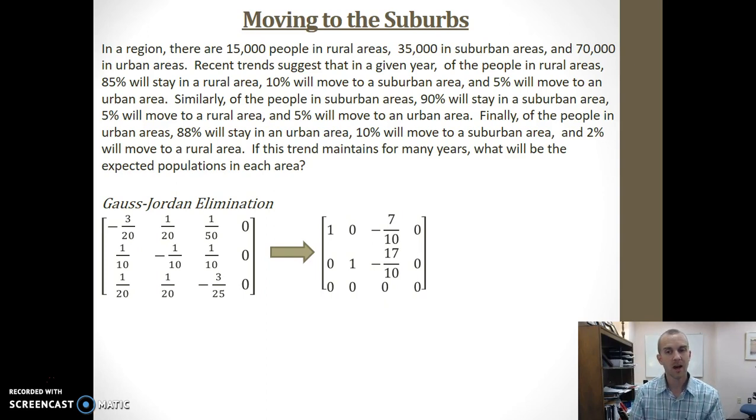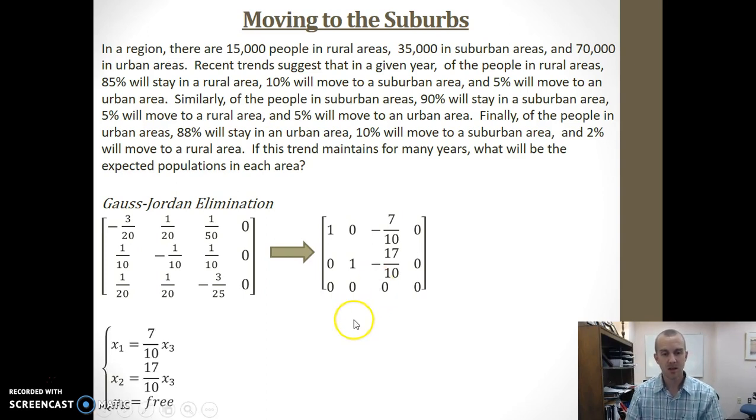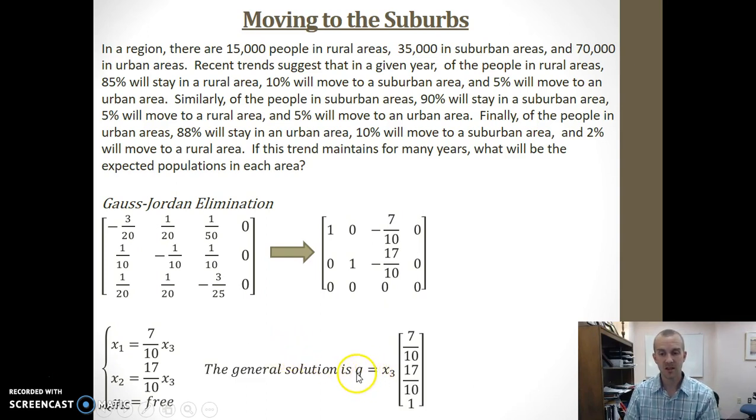So if I want to think about how I would write my equation, that would mean that x1 is equal to 7/10 x3, x2 is equal to 17/10 x3, and then x3 is my free variable. So if I wrote that in parametric vector form, I would say that q is equal to x3 times the vector 7/10, 17/10, and then 1.